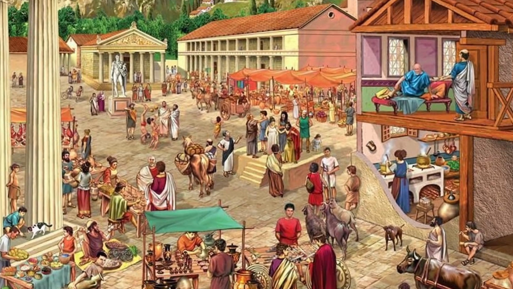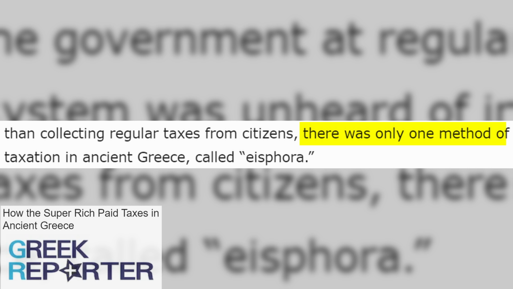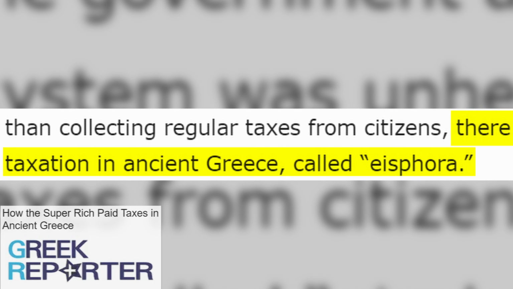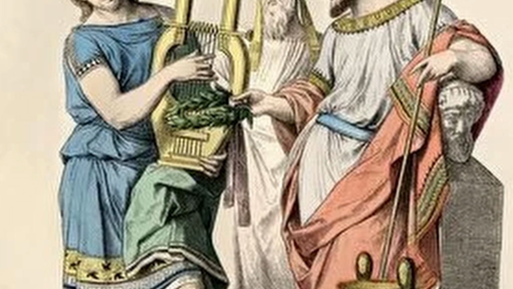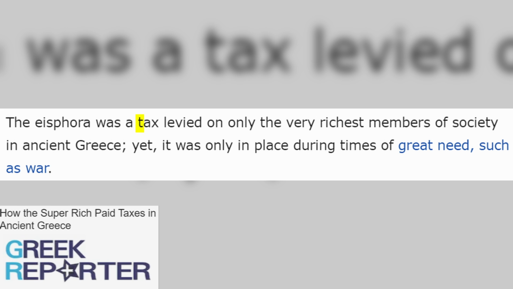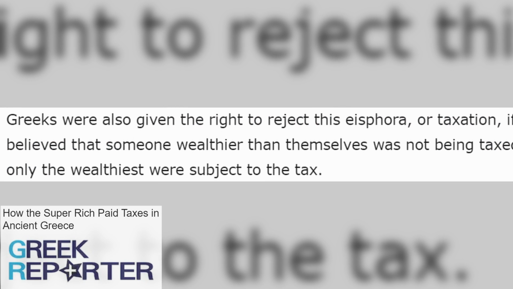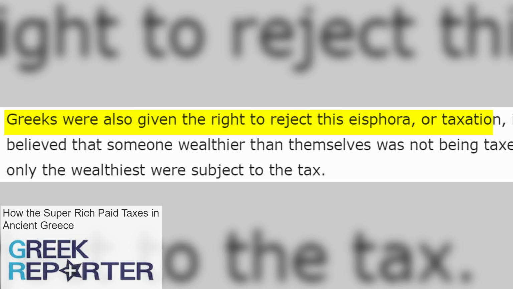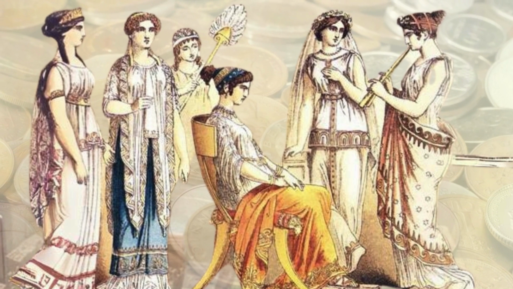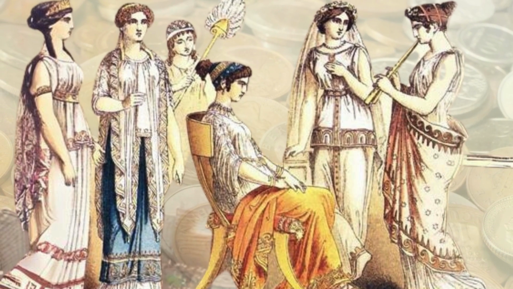In most Greek city-states, there was only one method of taxation, called the aisphora. This tax was only applied to the richest members of Greek society and levied only in times of great need, such as war. And what's more interesting is that a person even had the right to reject this tax if they believed that someone wealthier was not being taxed enough.